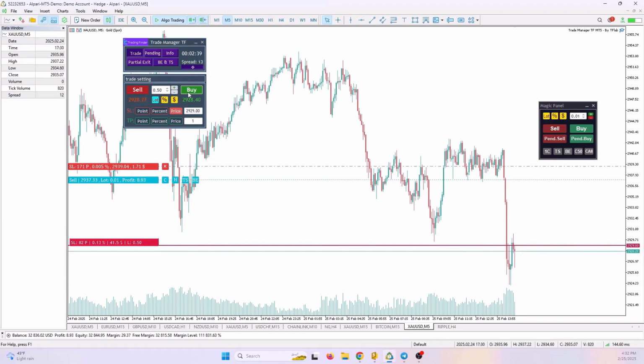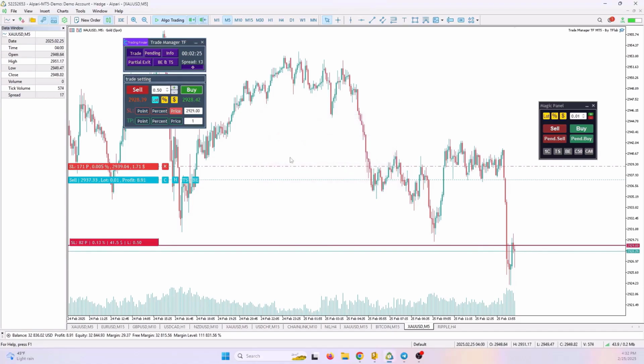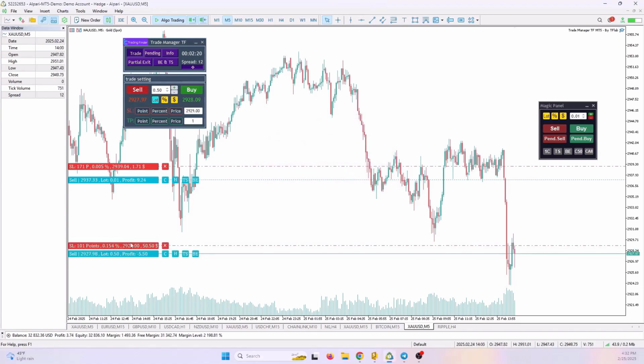Now if I want to place a buy trade, it returns this message to me because my stop loss is higher than the ask price. For the sell trade, it has now placed the sell trade and specified the same price as 29.29, and also specifies the amount of loss and its percentage.